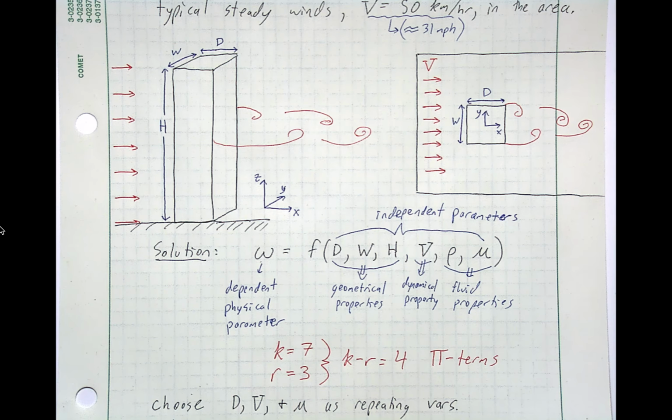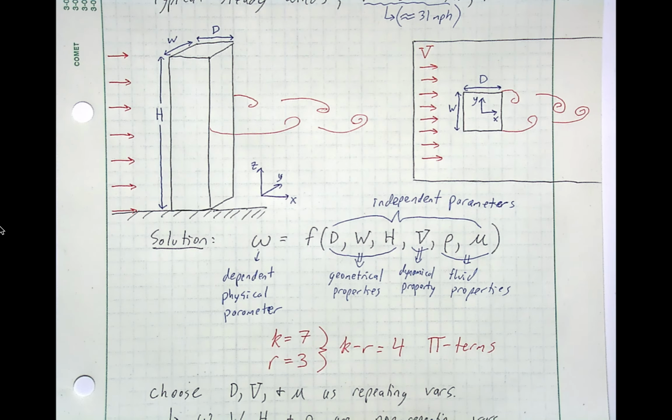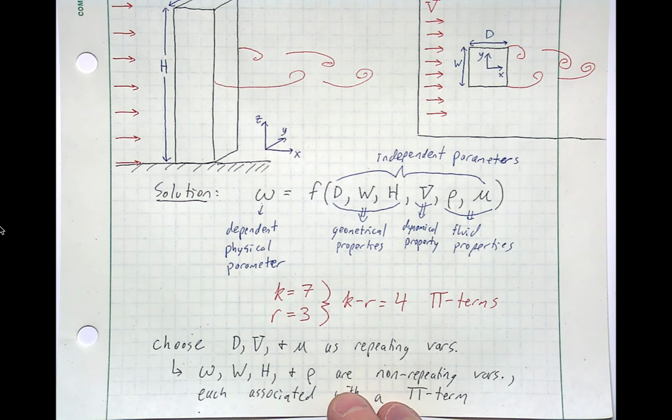If we count all these up, we have 7 physical parameters of interest written in the 3 typical reference dimensions, whether that's mass, length, time, or force, length, time. Either way, you'll find there's just 3 here. Therefore, k minus r, we should expect to get 4 pi terms. Okay. The next step is to then choose repeating variables.